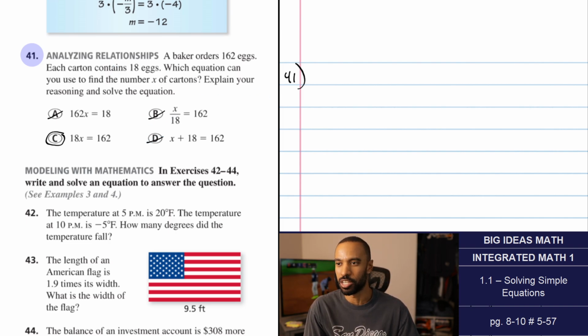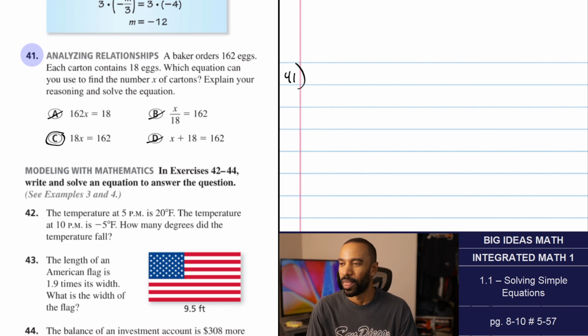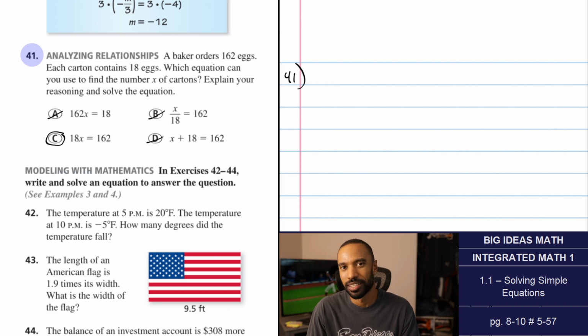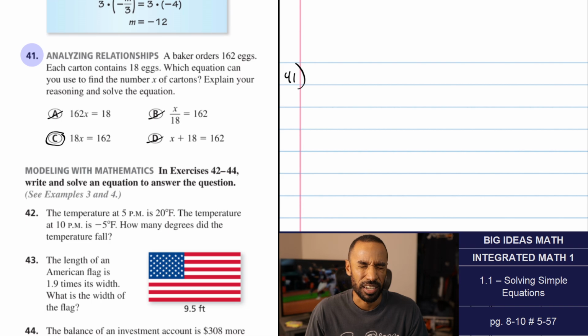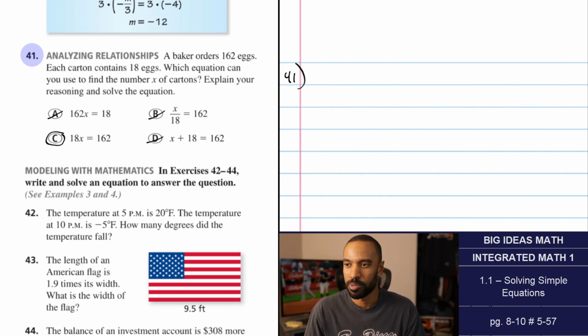This is almost a distance equals rate times time, only we're not talking about distance or time. We're talking about eggs equals rate, eggs per carton, times the number of cartons. So anyway, it's going to be C. 18x equals 162.